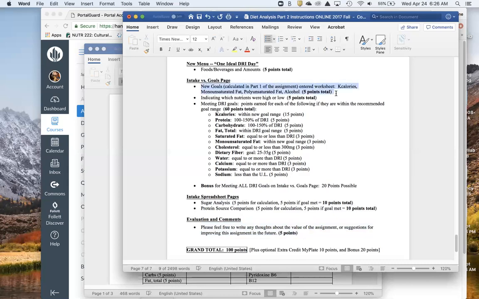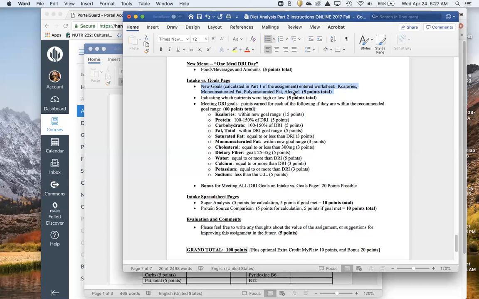Other things you get points on, this is almost redundant because you get points for doing it and for making them, but the new goals, like I said, these were calculated in part 1 of the assignment. So you're going to enter your calorie goal, monounsaturated fat, polyunsaturated fat, and alcohol goal. You did this in part 1. The instructions are identical. And so you're going to do it again. Hopefully you did it correctly. If not, go review the feedback for part 1.